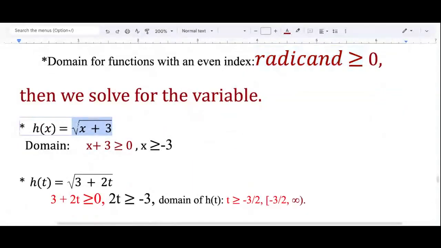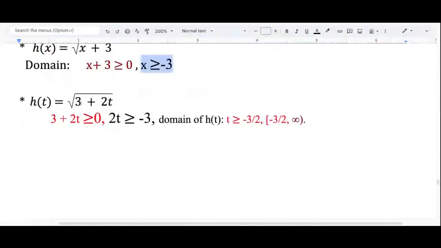So let's see this one. Square root of x plus 3. So take x plus 3 greater than or equal to 0. So that means x greater than or equal to -3.